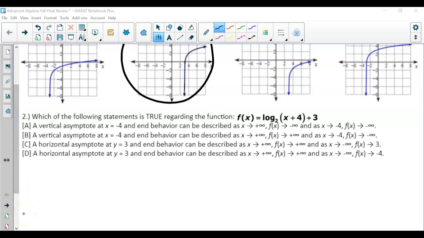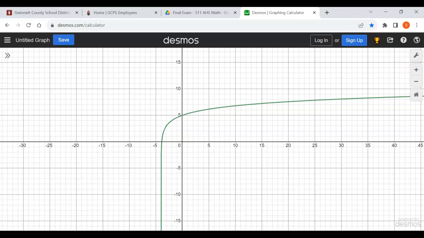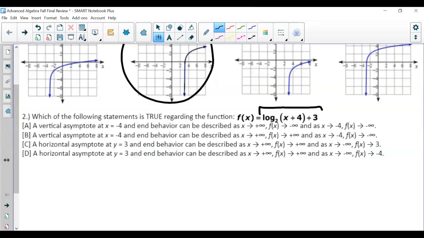And so now here in number 2, in order to identify which statement, we have to see the graph, right? To see the end behavior, to see where the asymptote is. So you'll need to graph this log in Desmos. So when you graph this in Desmos, here's our graph. Now, of course, you can zoom in, zoom out, but notice that you have this vertical asymptote at x is equal to -4. So that's why here we can cross out C and D because it's a vertical asymptote at -4. So now let's see which of these.